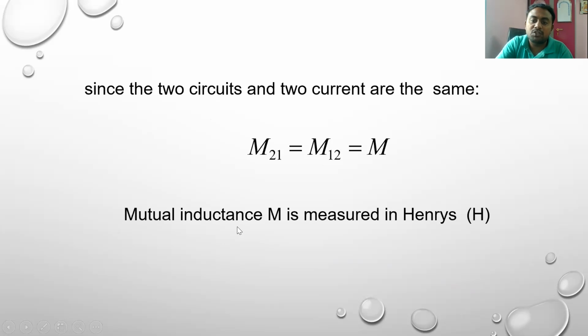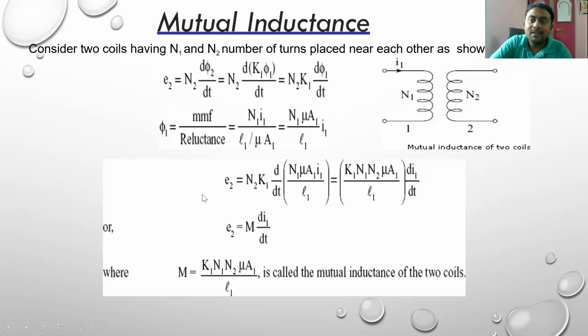The M is the mutual inductance in Henrys. Shall we do the derivation for the mutual inductance M? As we know, E2 equals N2 into d phi 2 by dt. That is the EMF generated in coil 2.